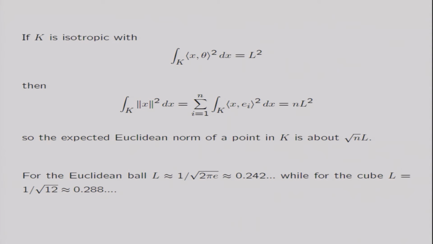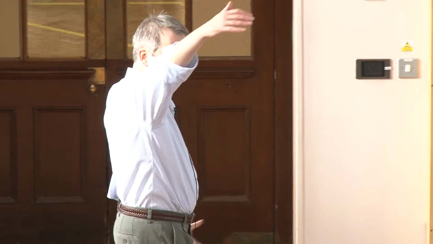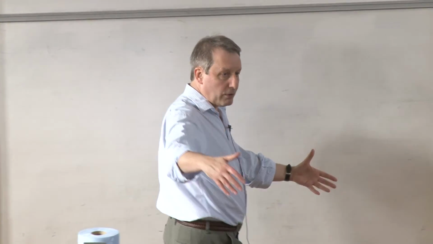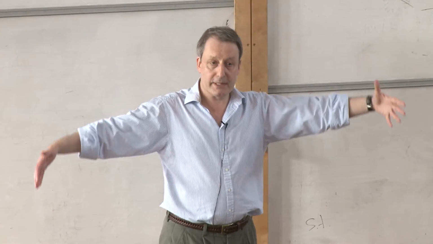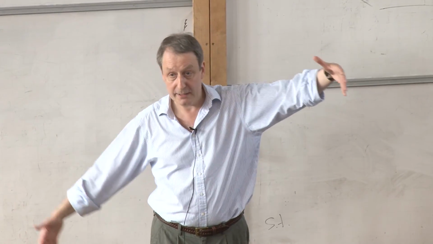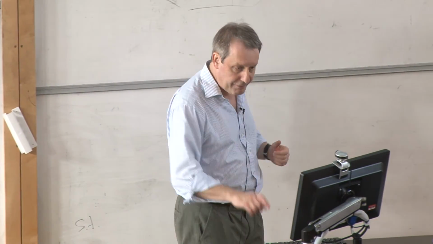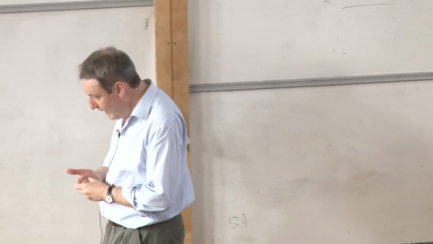As for the ball, we had root n over root 2 pi e, so we get that L for the ball is 1 over root 2 pi e, which is about 0.24. And for the cube, you can calculate easily, it's 1 over root 12, 0.288. So these L's for the cube and the ball are about the same. And then the typical radius of a point in the set is about root n times L. Right, so that now enables me to write down the three conjectures that people made.